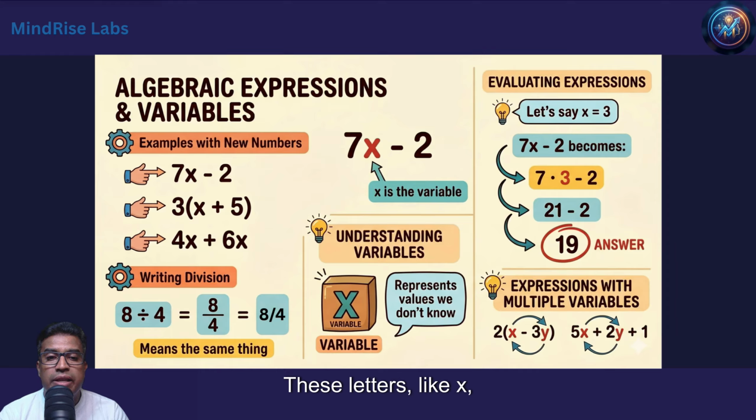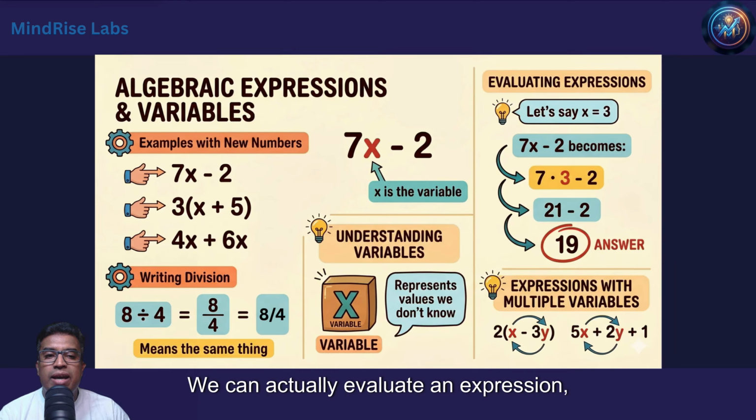Now let's talk about the letters in these expressions. These letters, like x, are called variables. They just represent values we don't know yet. So look at the screen. In 7x minus 2, x is the variable.